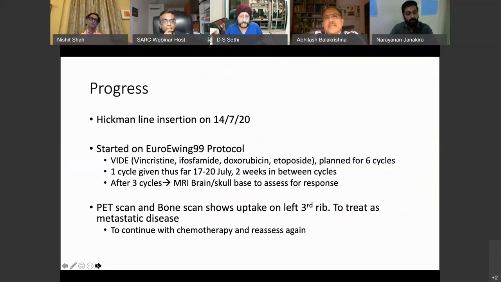So basically, we inserted a Hickman line for this patient and started on the Euro-Ewing 99 protocol, 6 cycles of this chemotherapy, and the patient has just had the first course. But unfortunately, the PET scan and bone scan show uptake on the left third rib. So there is metastatic disease.